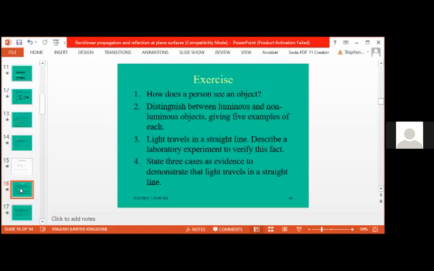When light energy from the object enters the eye. So you have light falling on an object, then reflected from the object to the eye. That is how a person sees an object, yeah? Yes.